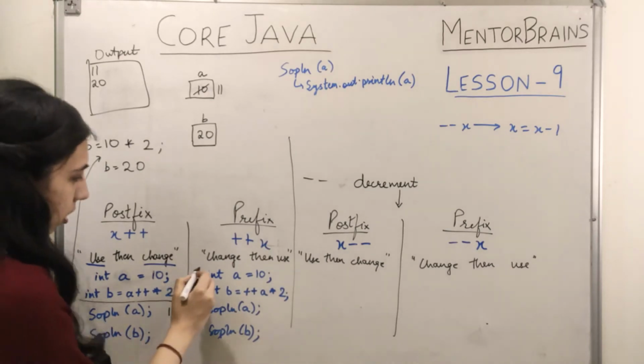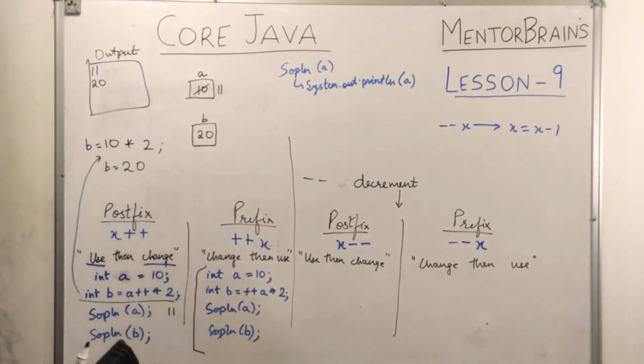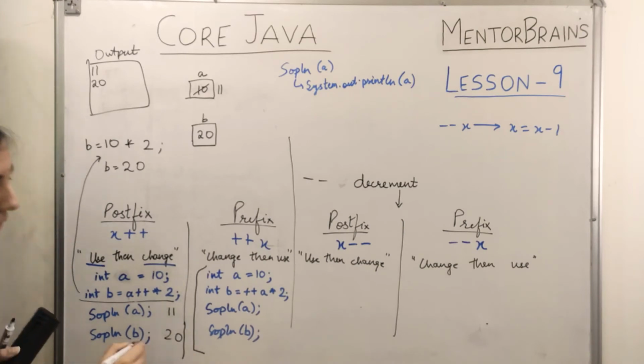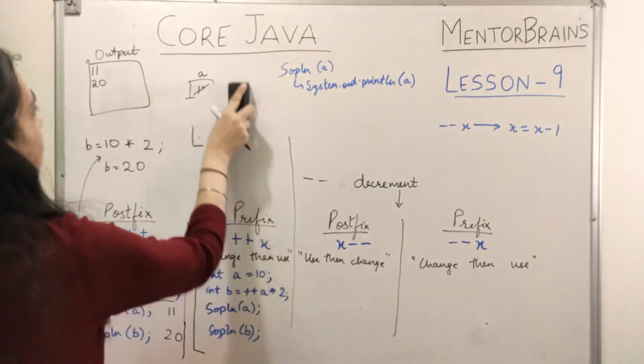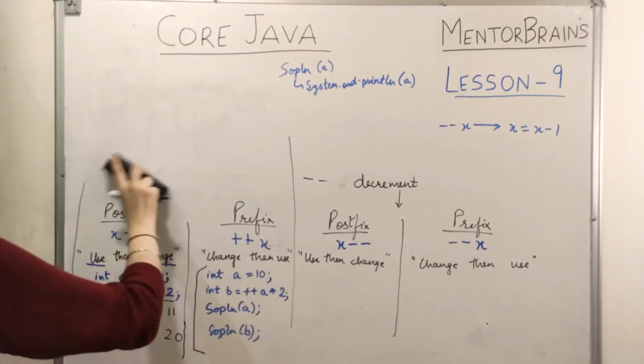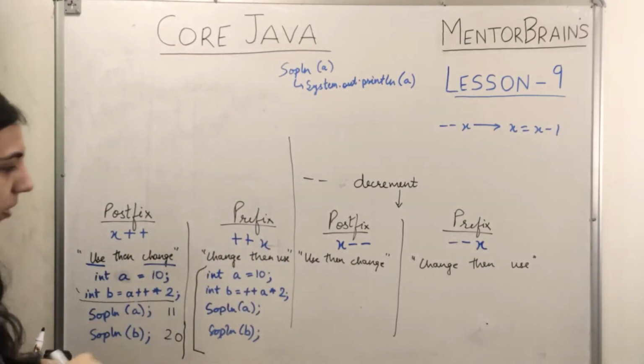Now I'll move on to this. Okay, so this code resulted in 20, 11 and 20. Please remember the value, because we'll be later seeing the difference after executing this code. So now I'm executing this code.